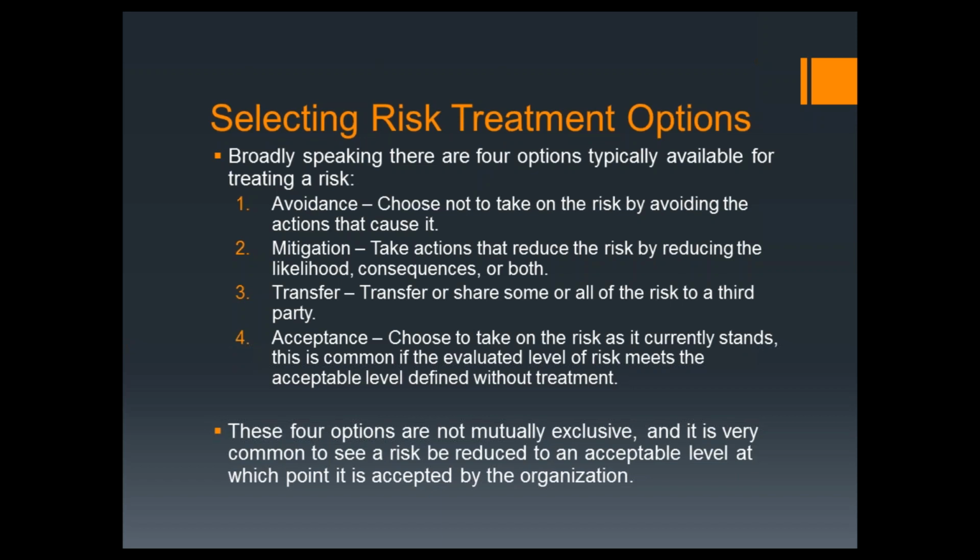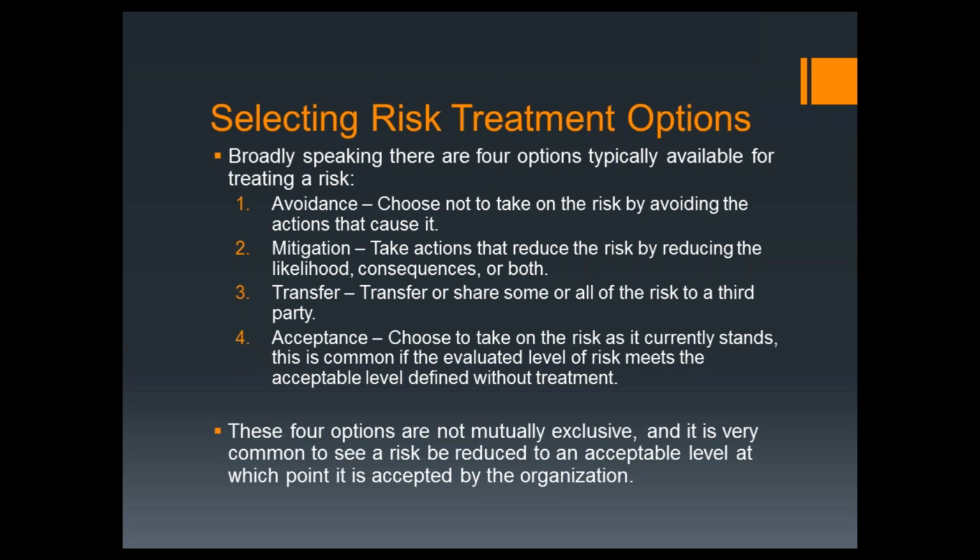A common example would be insurance of some sort, home insurance. So the risk of incurring a huge financial impact if your roof falls in can be mitigated by paying for a home insurance policy. And the last option is acceptance. Choose to take on the risk as it currently stands.